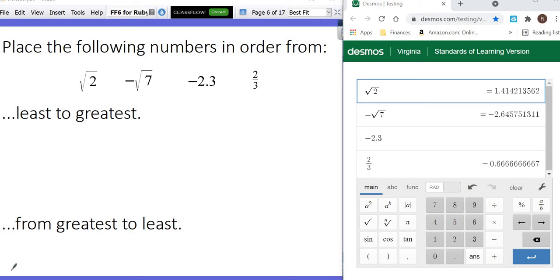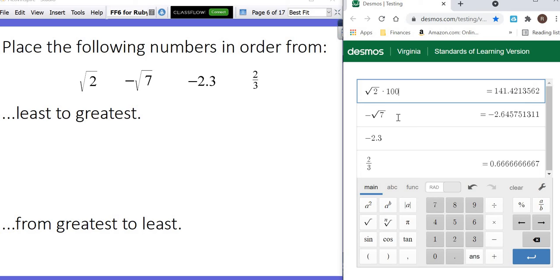Right, so we're going to go ahead and do this one. This is the third flashback review for Flashback 6. We're going to put these in order, and the first thing I did was put all the numbers in the calculator, but I saved the important part for now.